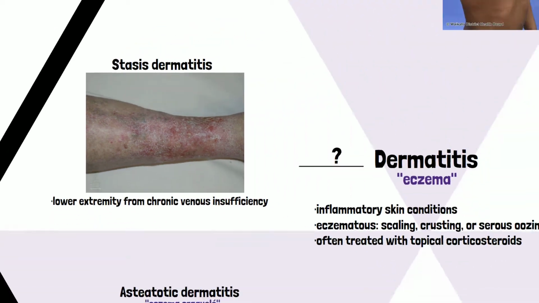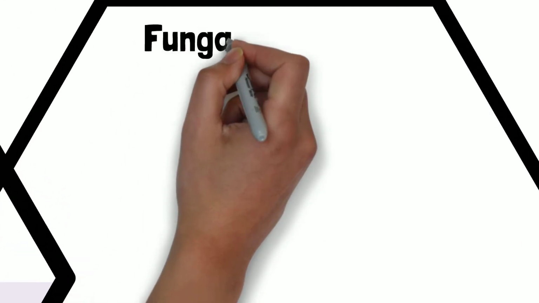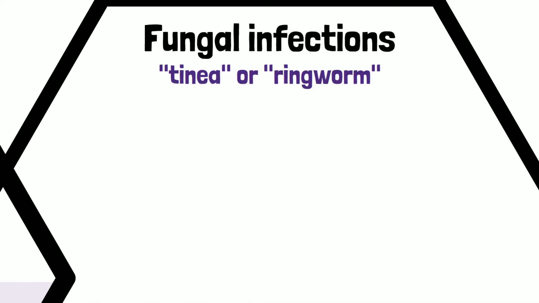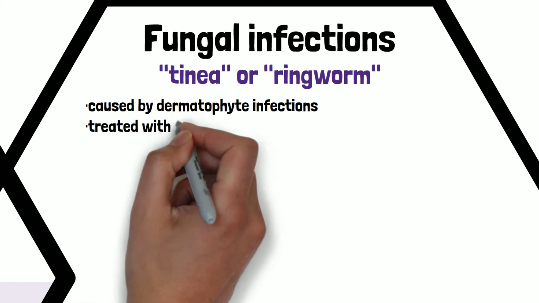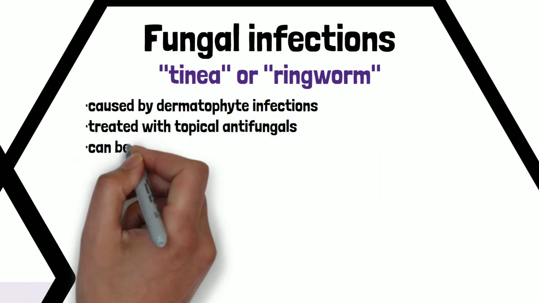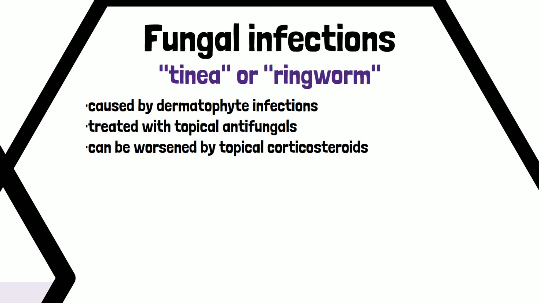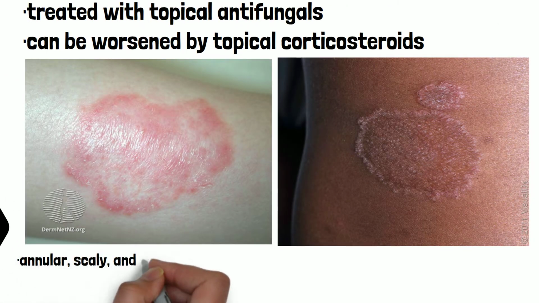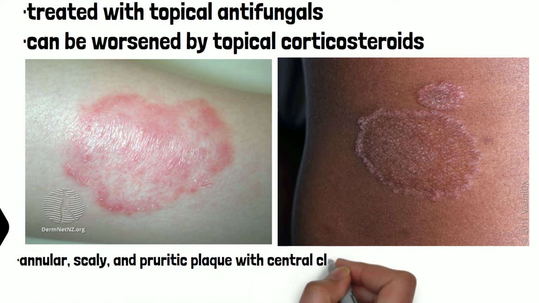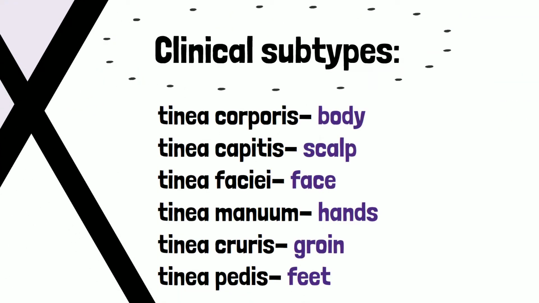The various clinical presentations of dermatitis can overlap with other skin conditions, one being fungal infections caused by dermatophyte. It is important to differentiate them clinically because fungal infections are treated with topical antifungals and can be worsened by topical corticosteroids. Tinea presents as annular, scaly, and pruritic plaques with central clearing and a slightly raised and reddened leading edge. These are the major clinical subtypes of dermatophyte infections.